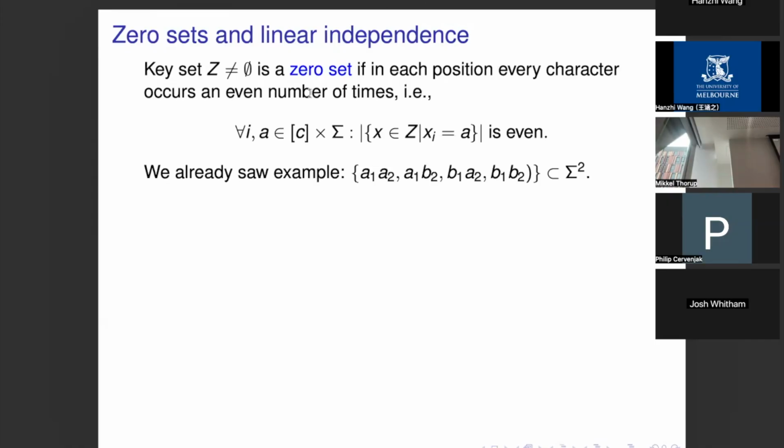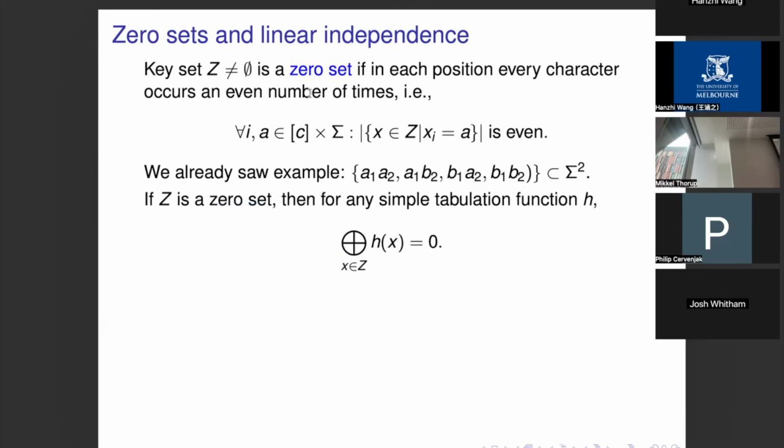Here we have a set of 4 keys. No matter which position, we have 2 different positions, and in each position, each of these characters appears an even number of times. And we can talk about this in a more general way. If you have a zero set of keys, then by definition of the XOR, when you XOR the hash values, you always get 0, because you're just XORing bit strings, each bit string XORed an even number of times. So this is the natural generalization of the problem we had, proving that simple tabulation is not 5-independent.